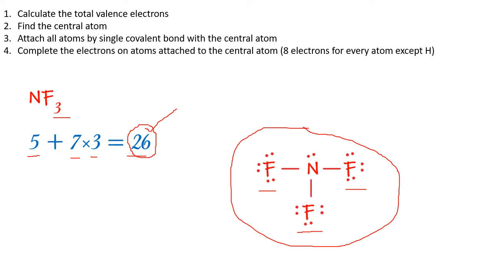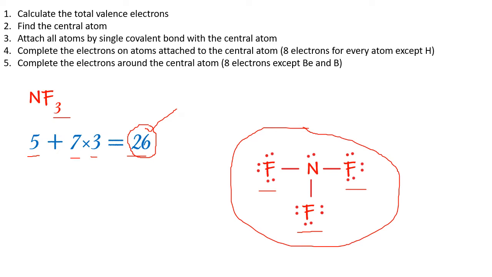Now after that we have to move to step number 5. What is step number 5? Complete the electrons around the central atom. Now check your central atom. 2 electrons here, 2 electrons here, 2 electrons here, 2 electrons here. So total 8 electrons are present in the central atom. So its last shell is complete. So this is our correct Lewis structure.